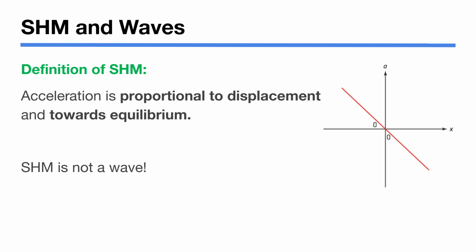And make sure you're also okay that simple harmonic motion is not the same thing as a wave. Like a mass on a spring is just a thing going up and down. There's no wave to speak of. It looks like a sine wave when you graph it, but that's just math.